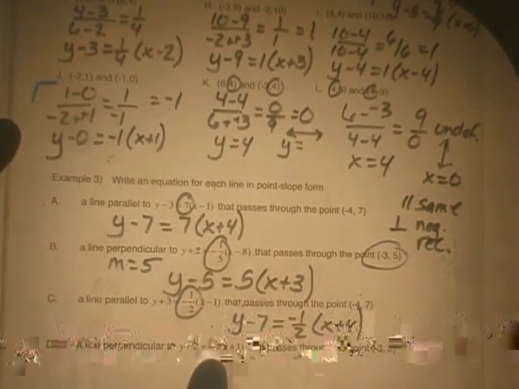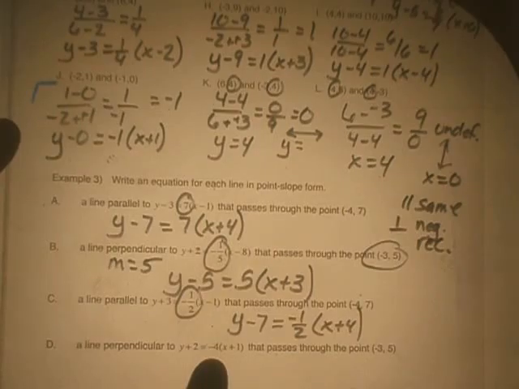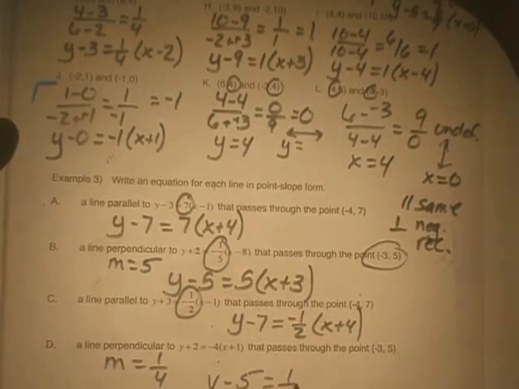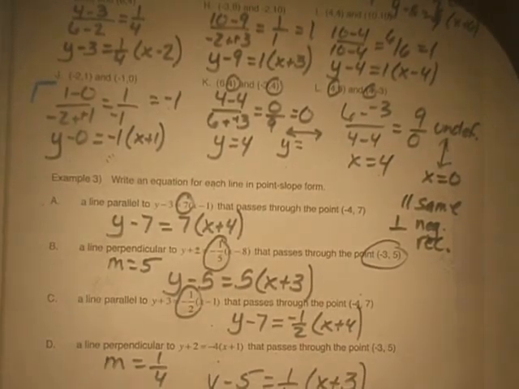And letter D, we want perpendicular, so the negative reciprocal. So our slope will be 1/4. And we will have y minus 5 equals 1/4 x plus 3.